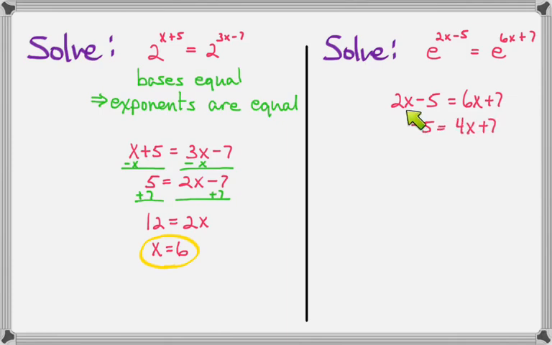Here I have subtracted 2x from both sides, and now minus 7 on both sides gives us negative 12 equals 4x. Let's divide both sides by 4, and we'll have x equals negative 3.